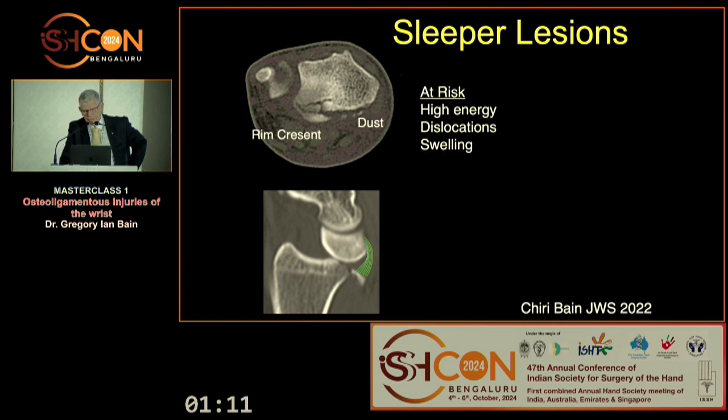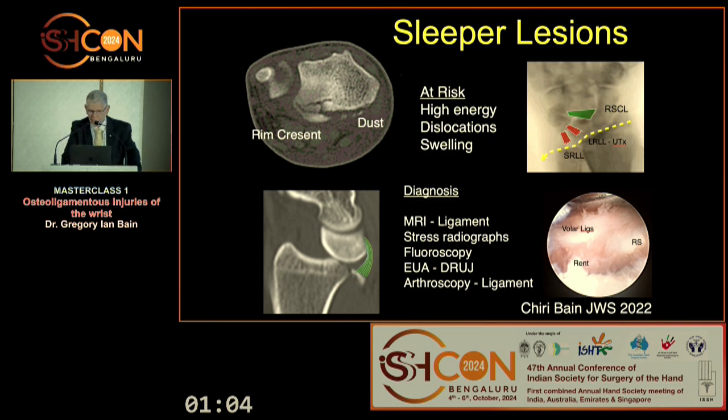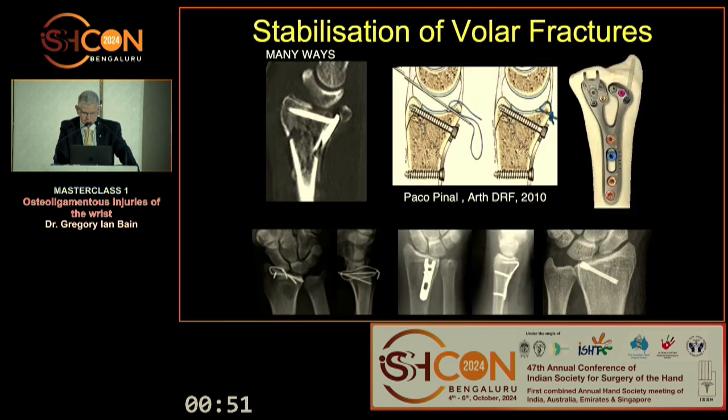So these cases are high-risk injuries with a high energy, associated dislocations and a lot of swelling. The diagnosis can be made with MRI scan if you're not sure. In my practice, I only occasionally do that. I often do stress radiographs or fluoroscopy, and I often add arthroscopy to manage some of these complex injuries.